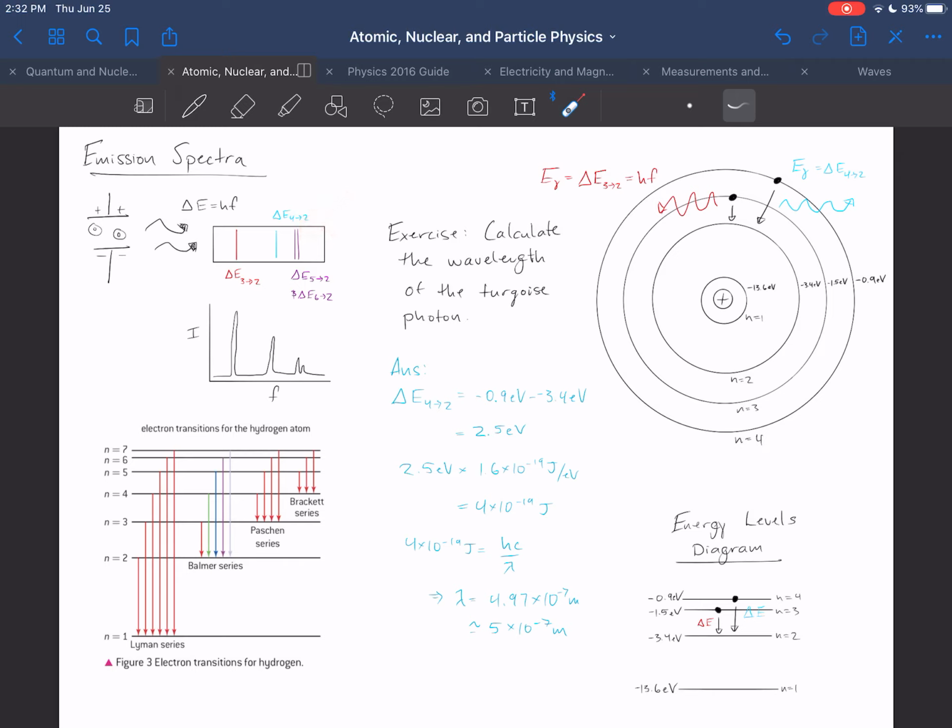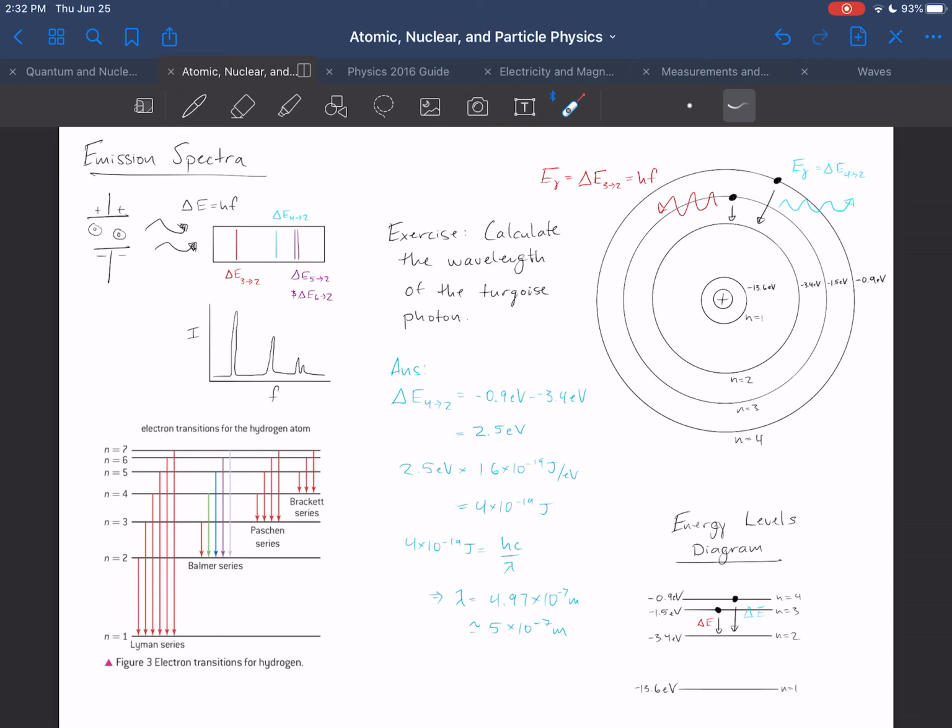It's worth noting that other elements have their own fingerprint. They have their own set of lines. Hydrogen is easily the most simple, so I use hydrogen a lot to illustrate the point, but the general explanation is the same. Other elements will have different lines that correspond to their different and more complex energy levels. Hydrogen, because it's so simple, has some pretty straightforward energy levels, leading to a very straightforward spectrum.